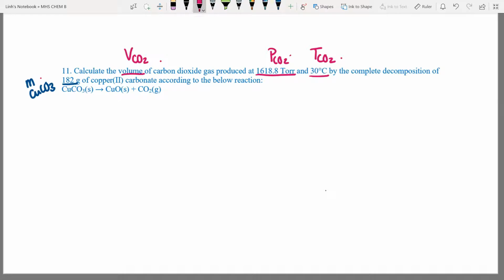So first up, step number 1 is for you to do stoichiometry. So step number 1, I want to use stoichiometry to go from gram of copper carbonate, because that's what's given to me, to moles of carbon dioxide. Now I want to go to moles of carbon dioxide because then I can use this moles number to plug into PV equal nRT in order to find V of CO2.